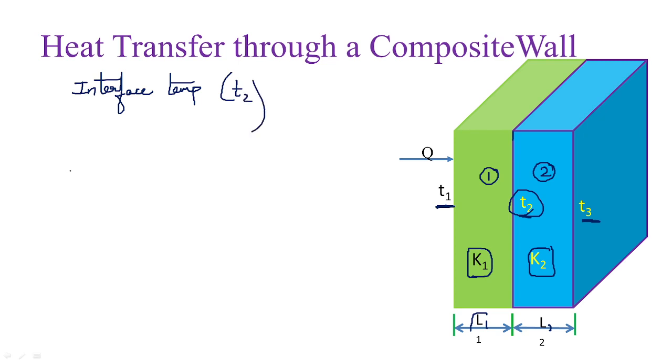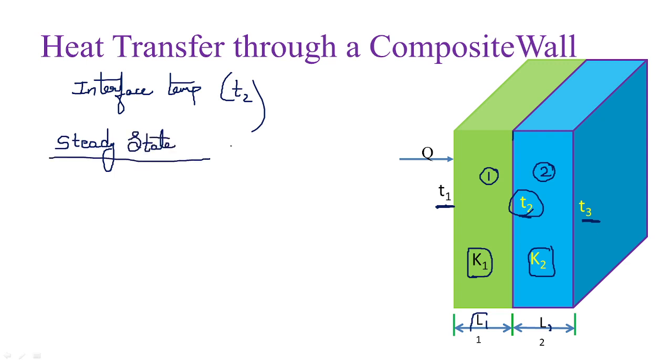Now, whatever is the heat transferred in the first slab, that will be equal to heat transferred in the second slab, and that will be equal to overall heat transfer. This term, what I have told you, is valid only under steady state condition. Are you able to understand this?